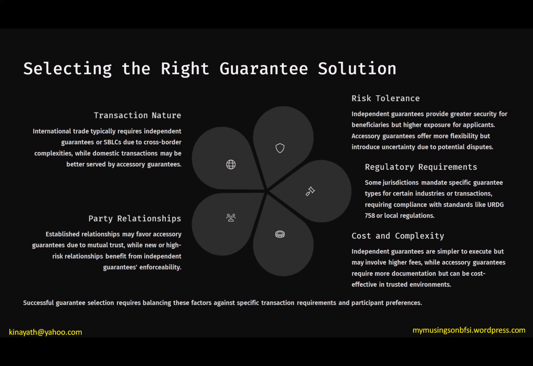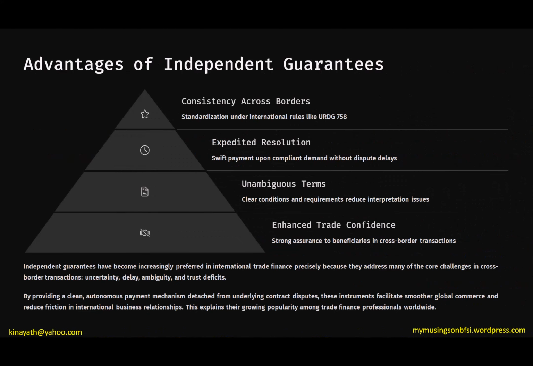Now, why are independent guarantees comparatively preferred? Because independent guarantees are mostly demand guarantees. They are payable on demand. They are independent because the underlying contract has no relevance to the guarantee. They are favored because they are simple. The text will be mostly subject to URDG or ISP 98. They are enforceable because they are mostly issued by banks or similar financial institutions.